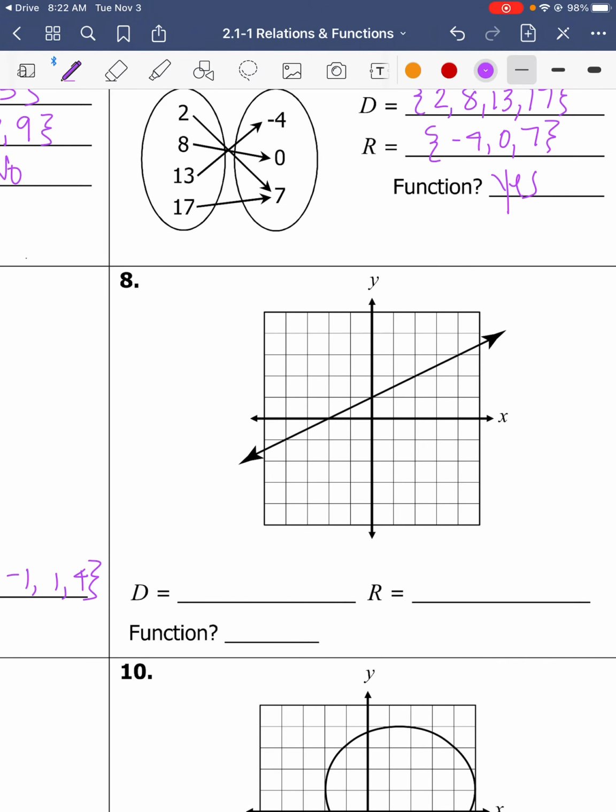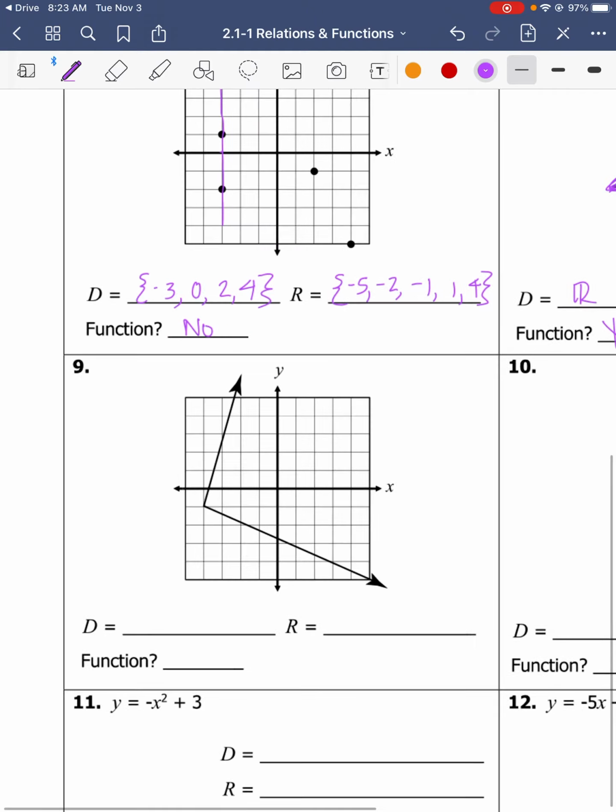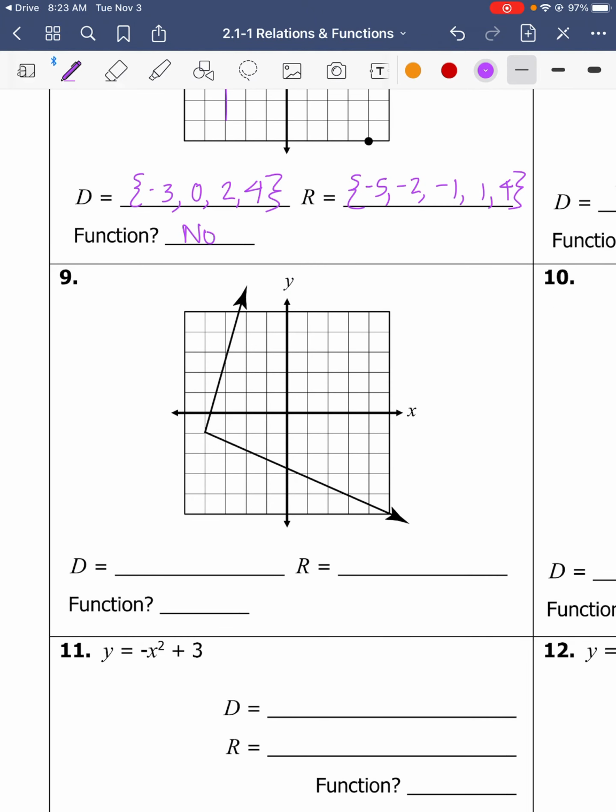Okay, let's look at number 8. The domain here. So this arrow indicates that it's going to the left forever, and this arrow indicates that it's going to the right forever. Okay, so we'll say that this is all real numbers, or we can just write the real number set here. And for the range, these arrows indicate it's going up forever and down forever as well, so the range is also all real numbers. And we can do our vertical line test here. There's no vertical line we can draw that will cross more than one time, so we'll say that yes, this is a function.